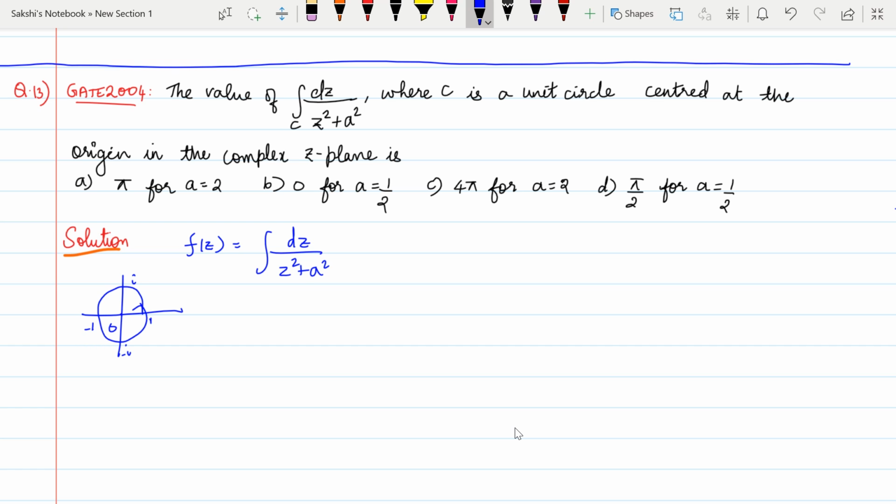So the first step we do always is to find the poles. We equate the denominator to 0. z square plus a square is equal to 0. Therefore, z square will be equal to minus a square, and you can write z is equal to plus or minus ia. Okay, so now how do you find the residue? You will have to find two residues for plus ia and minus ia. So residue will be z plus ia into 1 divided by z plus ia into z minus ia.